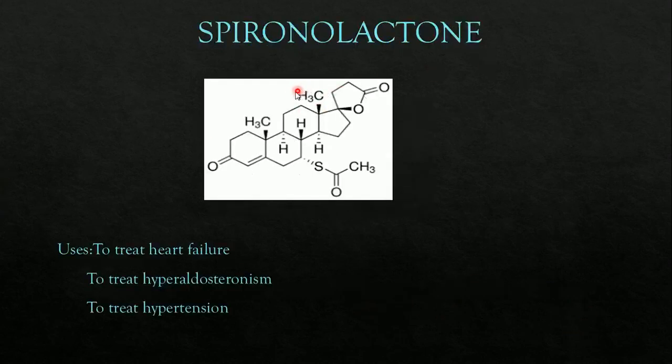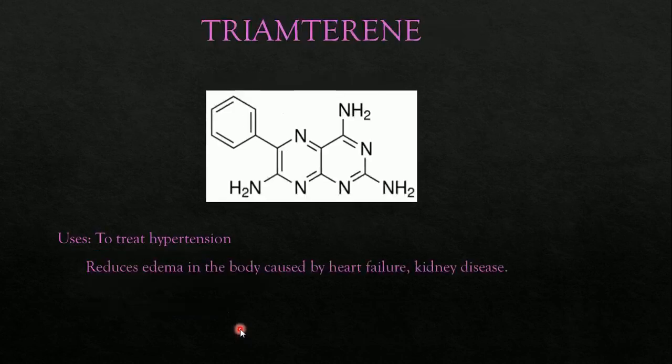Spironolactone is the drug which comes under the category of potassium sparing diuretics. The spironolactone drug contains steroid nucleus and a lactone ring here. It is used to treat heart failure. It is also an aldosterone antagonist. So that's why we can use this spironolactone to treat hyperaldosteronism and to treat hypertension.